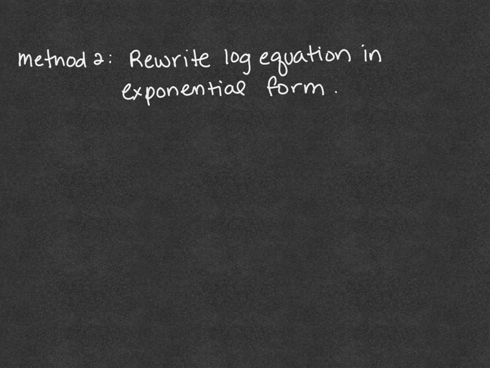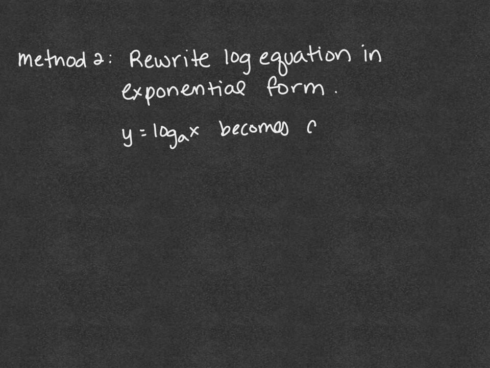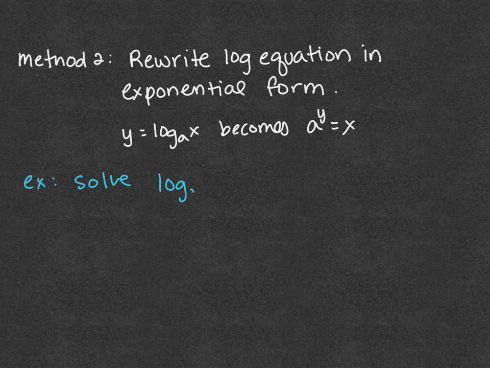The second method for solving logarithmic equations is to rewrite it in exponential form. So the equation y equals log to the base a of x becomes a to the y equals x. So here's an example. Suppose you were asked to solve log to the base 3 of 3x minus 2 equals 2.